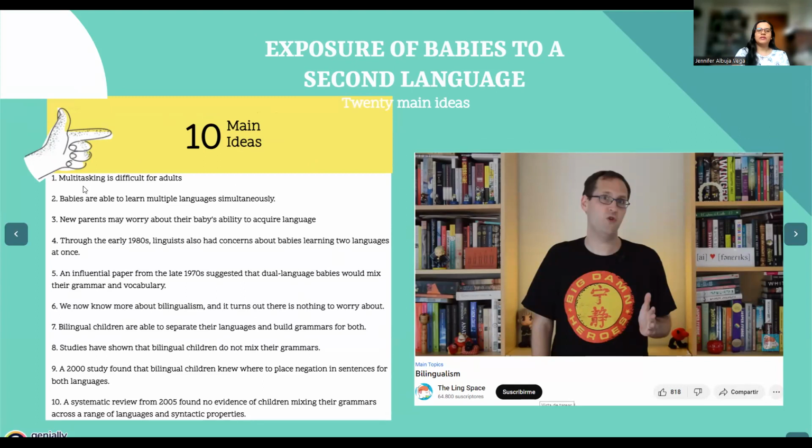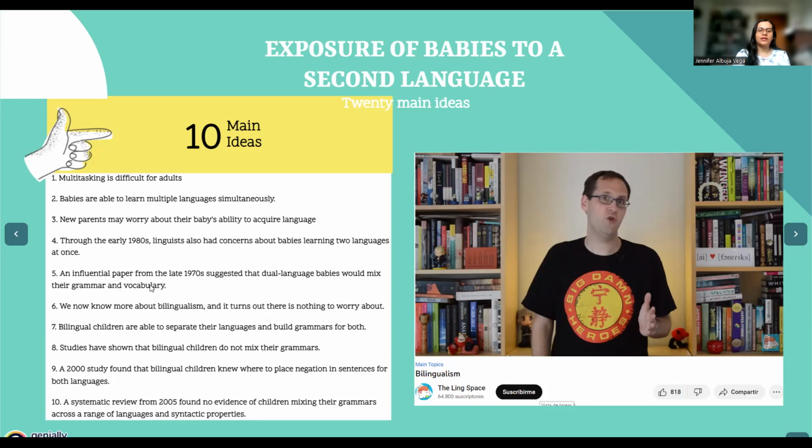First one, multitasking is difficult for adults. Second, babies are able to learn multiple languages simultaneously. Third, new parents may worry about their baby's ability to acquire language. Then fourth, through the early 20th century, linguists also had concerns about babies learning two languages at once.